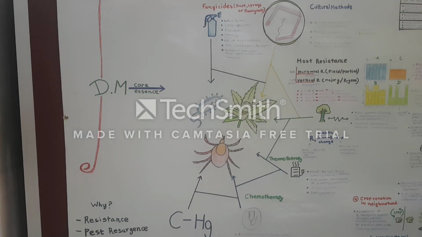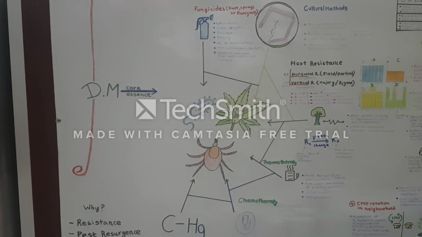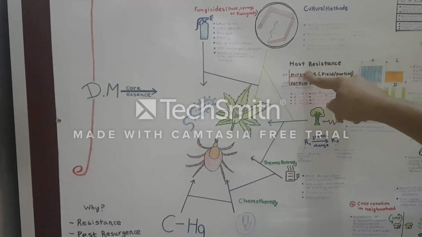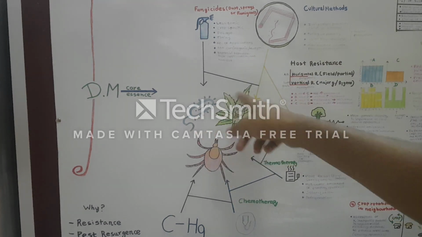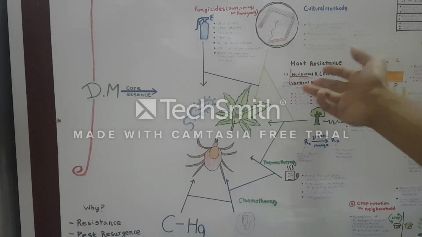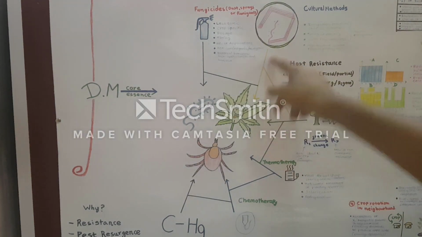How are we going to use all these types of elements? With that being said, let me introduce the 5 methods that I'm going to talk about to manage the diseases. Now we saw why we use integrated disease management and we saw the core essence. Now let's see the 5 types of methods that we are going to see today. The first one is fungicides, then the cultural methods, then host resistance, which is a factor that can be used against plant pathogens, which in turn can be divided into 2 other methods: horizontal resistance and vertical resistance.